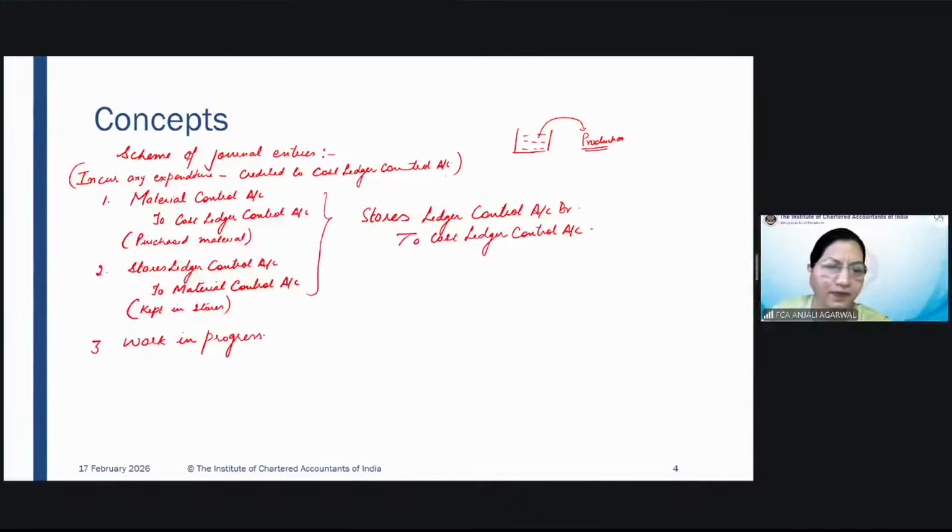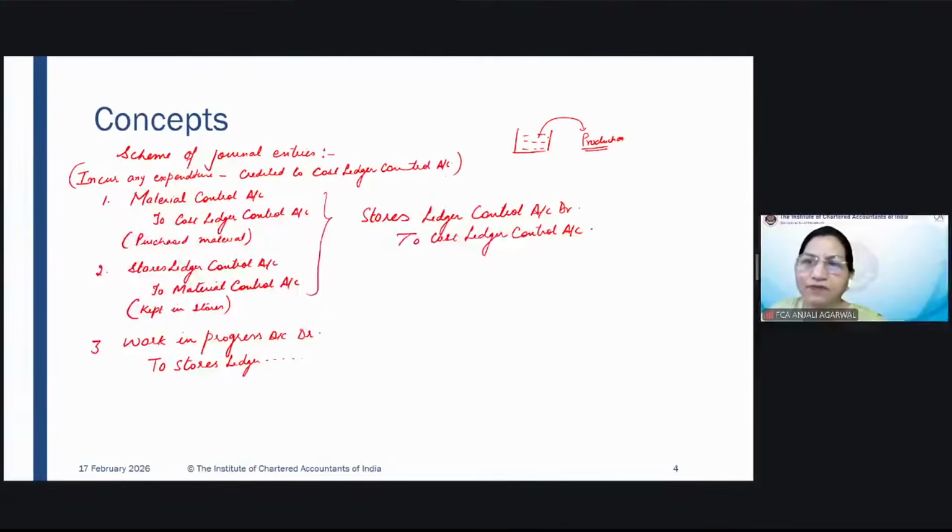Okay. So when this moves to the production house, work in progress control account debit, and you will credit the stores. I'll not write it again and again, and I'll just indicate it using dots. So work in progress control account debit to stores ledger.